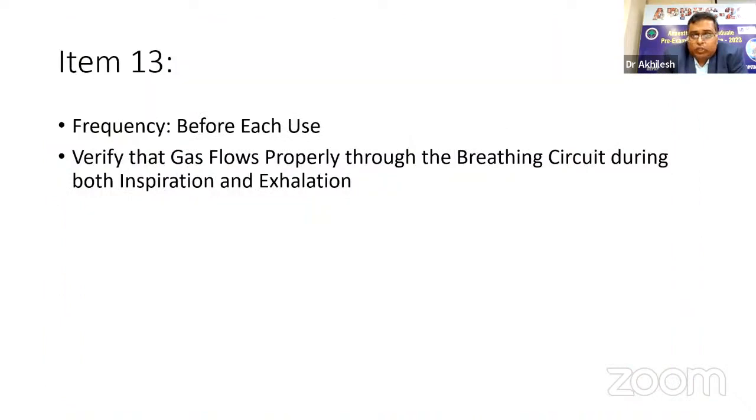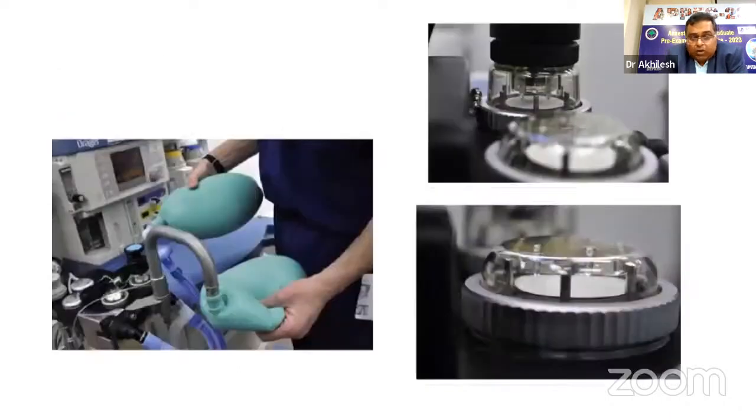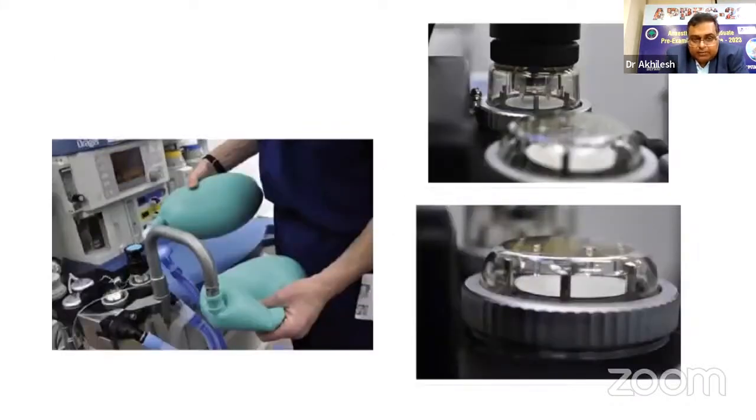Verify that gas flows properly through the breathing circuit during both inspiration and exhalation. For this, we use a flow test. Place a test lung on the patient end at the Y-piece, and this is the breathing bag. Keep the machine on bag mode or manual mode of ventilation. Ventilate the artificial lung with the breathing bag. Ventilate this lung. Here it goes, it gets inflated when you press it.